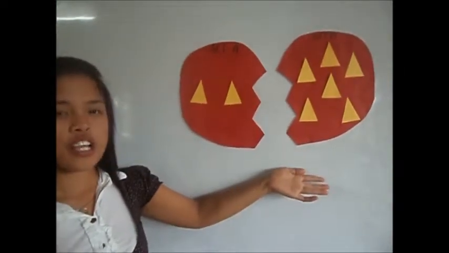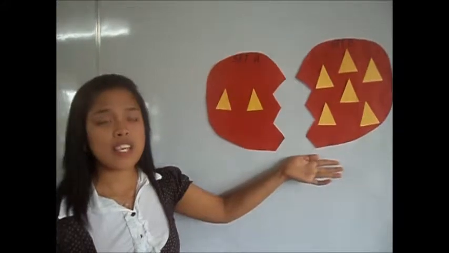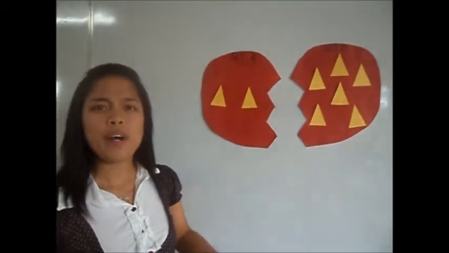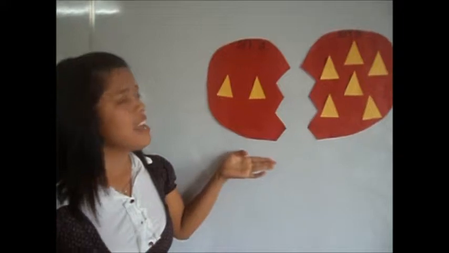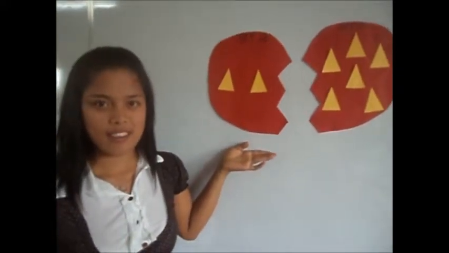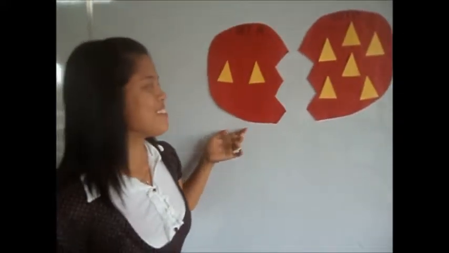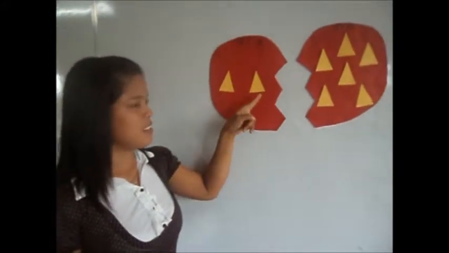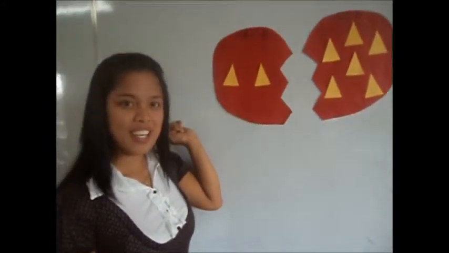How about this heart? What did you observe? Very good. There's a triangle in this heart. But how many triangles in set A? Let's count. 1, 2. How many? Very good. There are 2 triangles in set A. How about in set B?